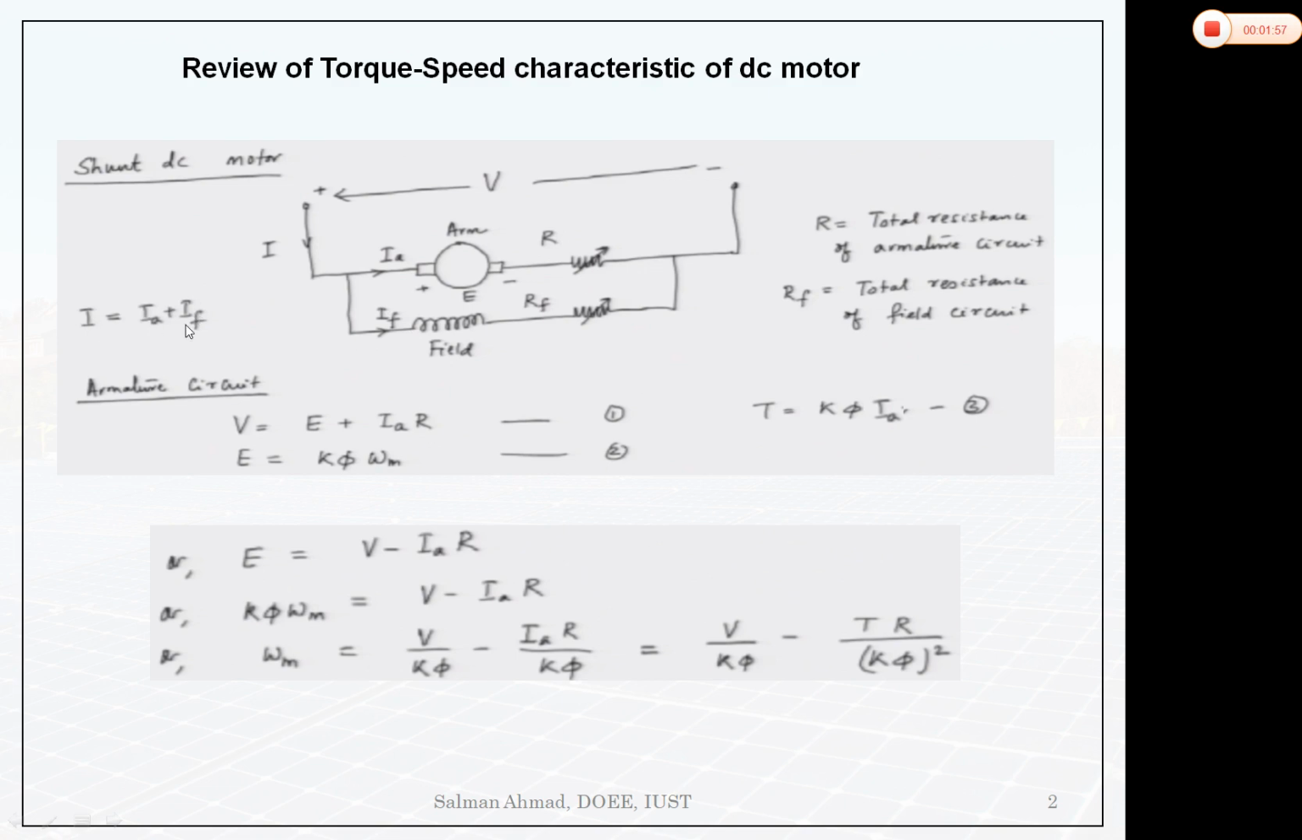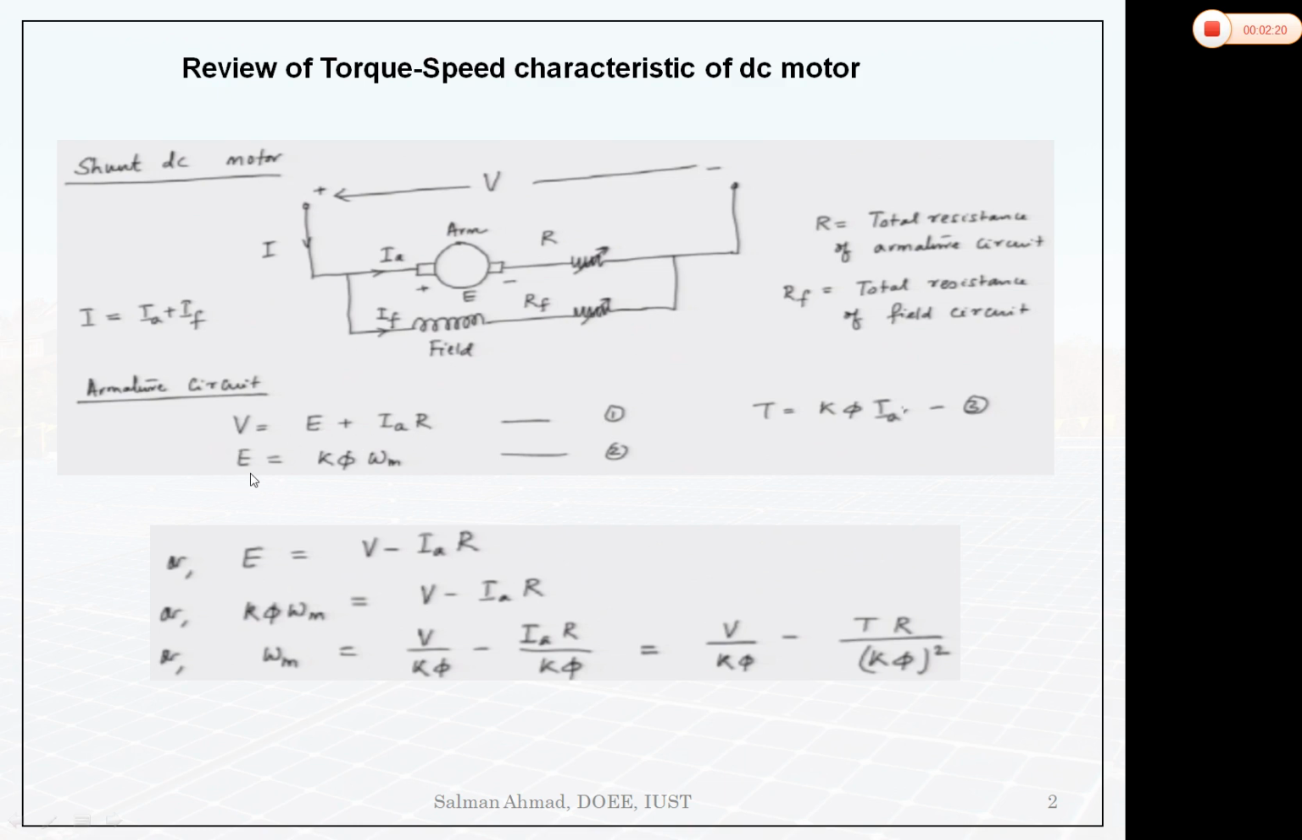Now we can write the basic equations of this circuit. In the armature circuit, we can write the applied voltage V will be equal to the back EMF, that is E, plus Ia times the total armature circuit drop, so Ia times R. So V is equal to E plus Ia R. This is the first equation.